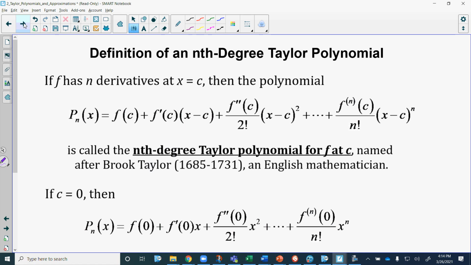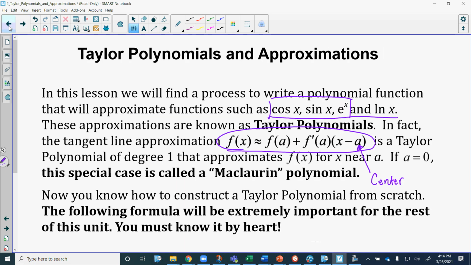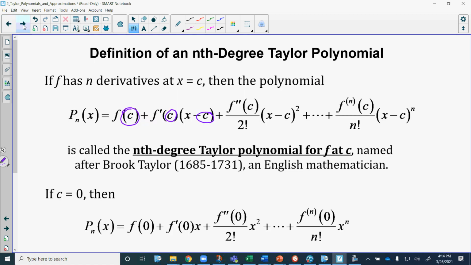This is what I was referring to on the previous page. If we're focusing here on the c's, maybe this was cut and pasted from a different resource, which is why they're referring to f of a in the introduction, but the definition of a Taylor polynomial here uses c. A lot of the material that I have for this course does have c for it, so I'll keep with that.